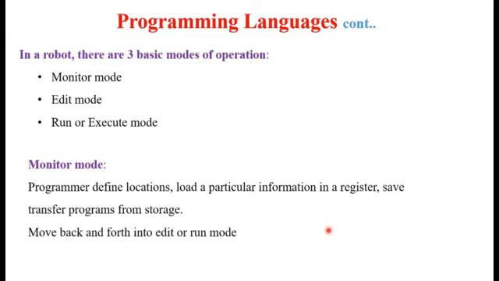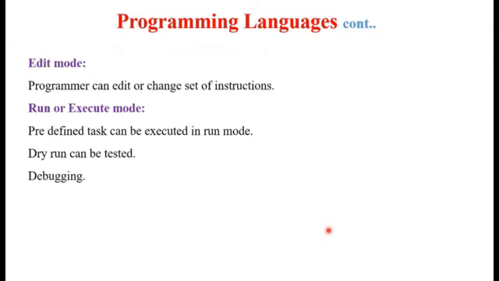In the monitor mode, the robot must move back and forth, and edit or run the objects. Similarly, in edit mode, the programmer can edit or change the set of instructions. Already defined instructions can be changed in the edit mode of the robot. In the run and execute mode, the predefined tasks can be executed. In this mode, the set of instructions programmed in the robot is run.